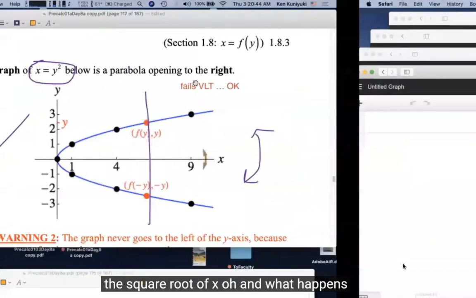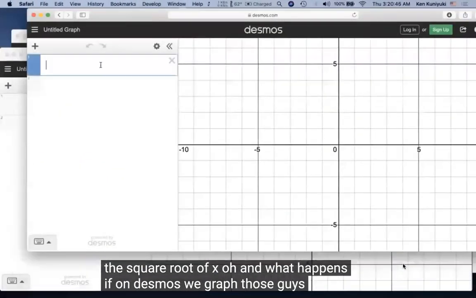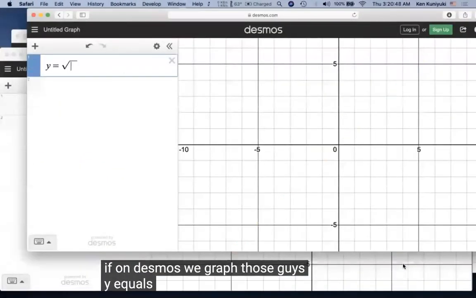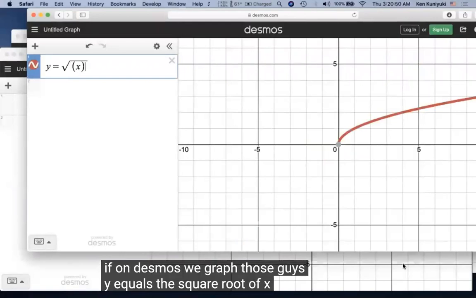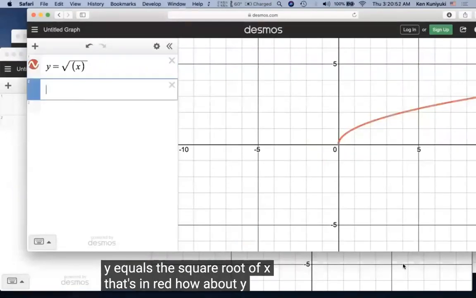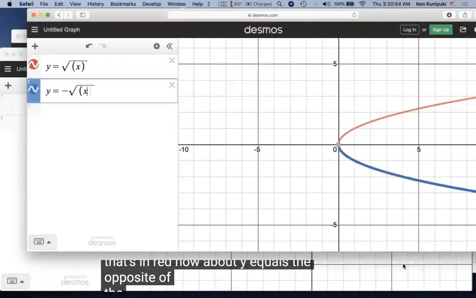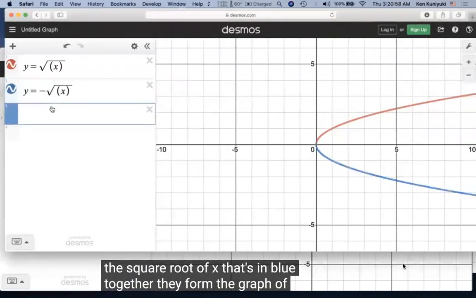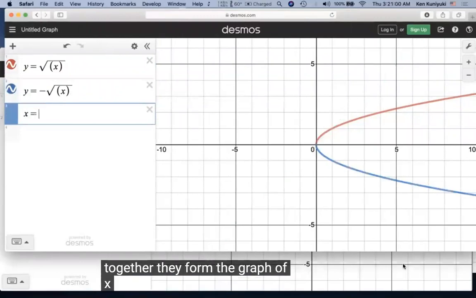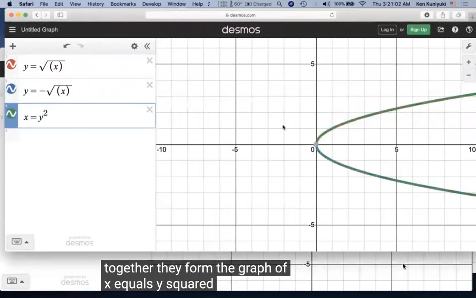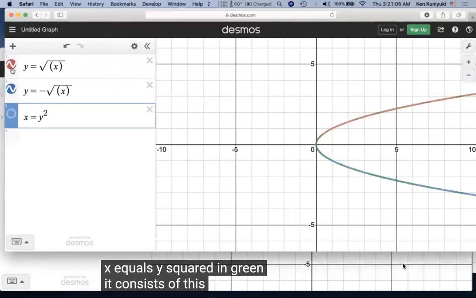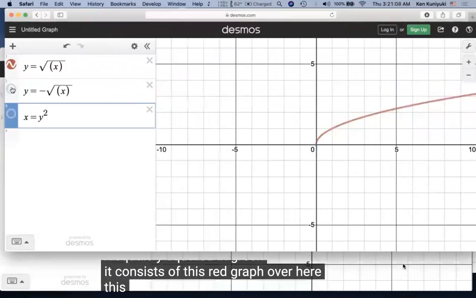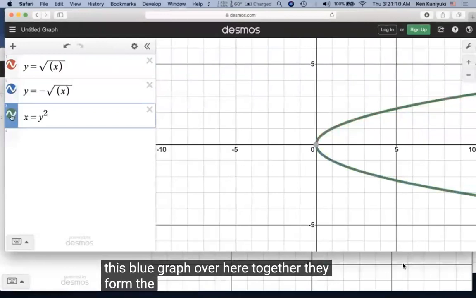Oh, and what happens if on Desmos we graph those guys? y equals the square root of x. That's in red. How about y equals the opposite of the square root of x? That's in blue. Together, they form the graph of x equals y squared in green. It consists of this red graph over here, this blue graph over here. Together, they form the green parabola opening to the right.